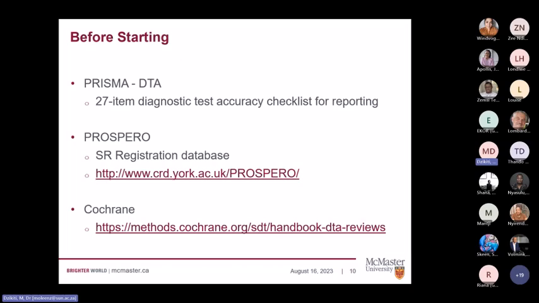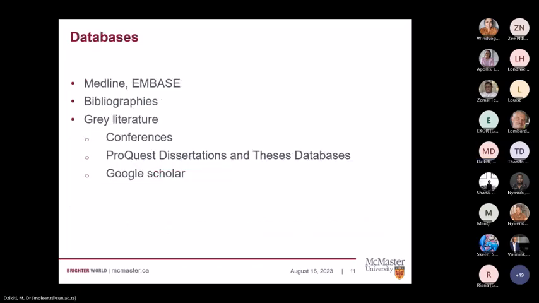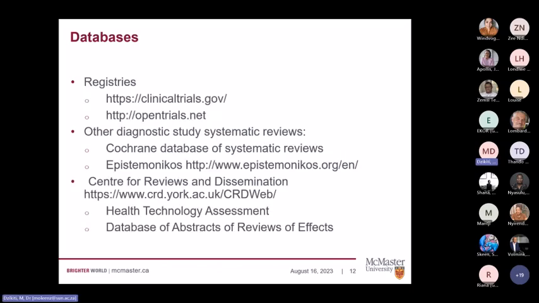And then there is a sort of PRISMA related to diagnostic test accuracy. It's a 27-item diagnostic accuracy checklist for reporting, but it can also be used when designing, so you know what to put in your proposal and protocol. And then you go through your search, and this is no different than a systematic review for randomized trials: Medline, Embase, bibliographies and the gray literature. But there are some additional diagnostic study registries, like the Cochrane database of systematic reviews. And then there is a health technology assessment database at York, which also contains diagnostic accuracy systematic reviews. So always good to have a look at those to see if anything has been done or is in the process of being done.